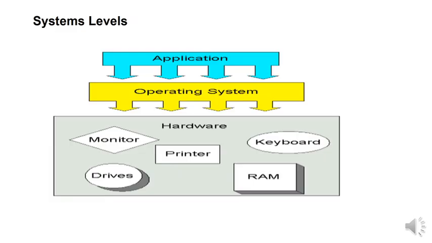Now all this hardware: your system unit, your printer, your keyboard, all these peripherals, your monitor, your drives, then your RAM. So everything will be communicating together. So this brings us to the end of Unit 1 in Section 3. Then in Unit 2, in Section 3.